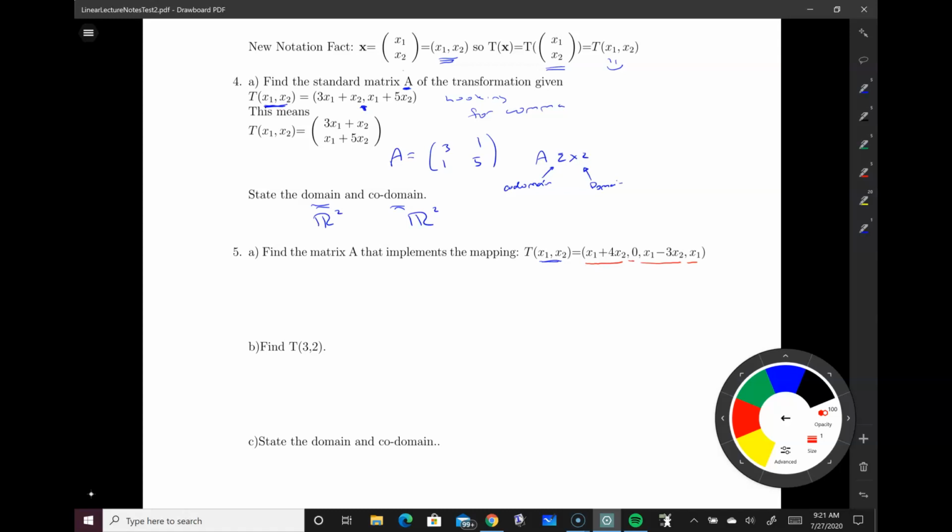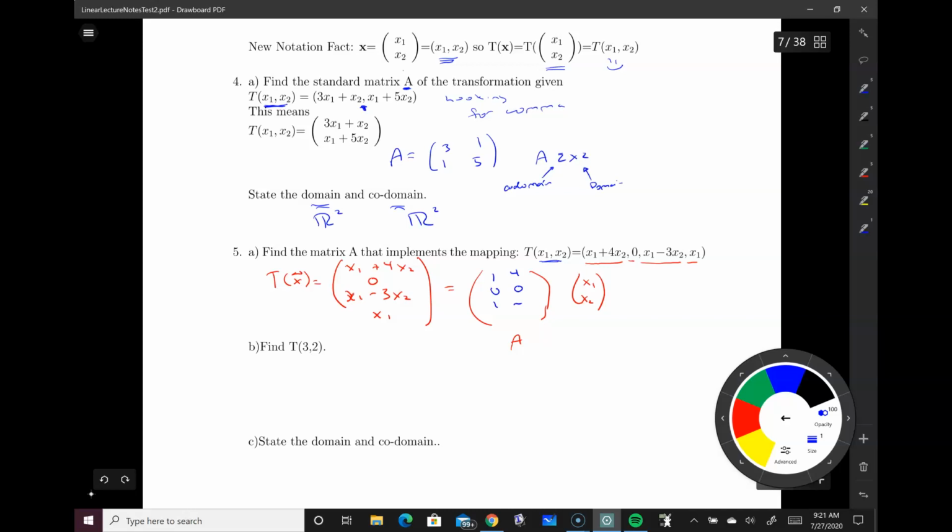So what I'm saying is my transformation, my T of x, is going to x1 plus 4x2, 0, x1 minus 3x2, and then x sub 1. Okay, so I'm trying to find out what is the matrix A, so that if I multiply it times x1, x2, I get this. So hopefully you can see this is going to be 1, 4, 0, 0, 1, negative 3, 1, 0. So this is the matrix A.